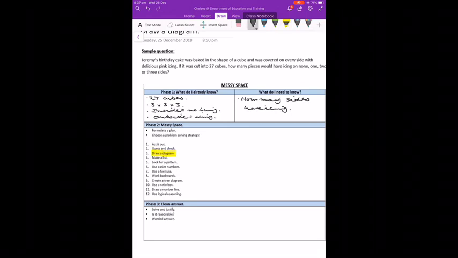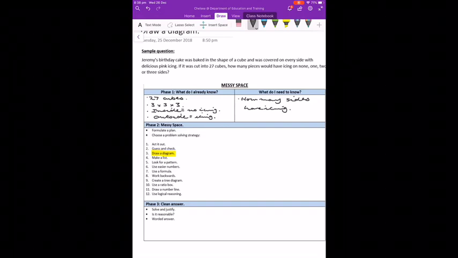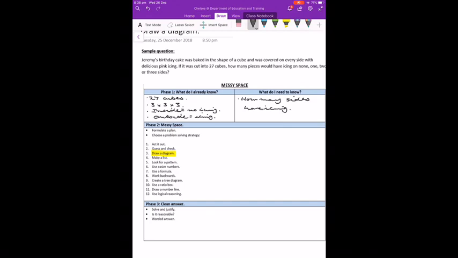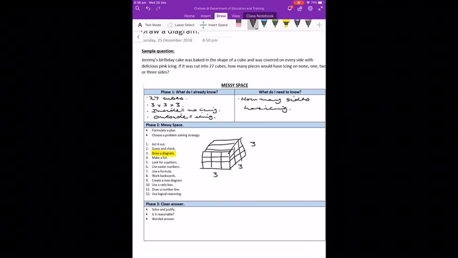Now, drawing a diagram can help us identify relationships between parts of the problem and get a bit of a spatial understanding of it. By drawing a diagram, it also helps us see what must be done and what actually must be calculated in order to solve the problem. So I'm going to start by drawing the cube. As previously, I know that the dimensions are 3 by 3 by 3 because that equals 27. And here's my cube here.